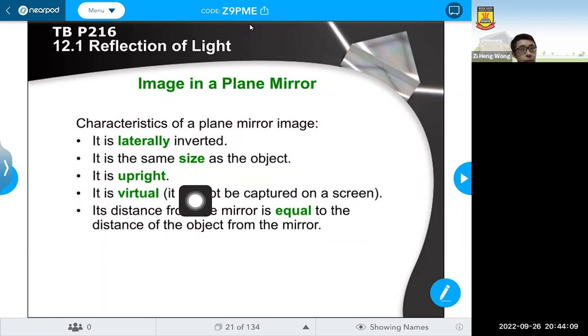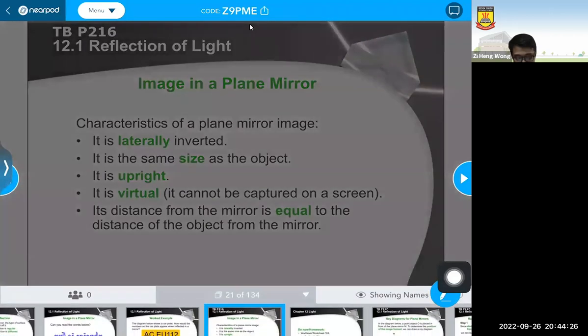Virtual, okay, it's not real. It cannot be captured on the screen. You can see it, but technically there's nothing behind it. It is upright, you don't become upside down, and it's the same size. Okay, so these 3, once you know, then the last 2 is just laterally inverted. Image distance equals object distance.